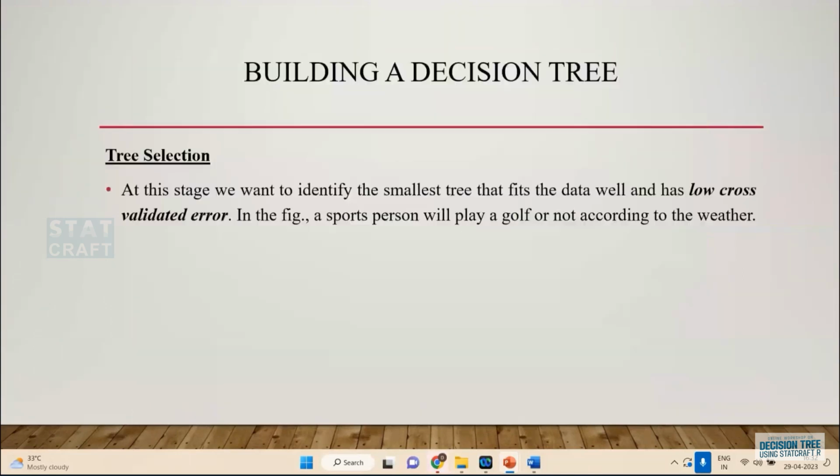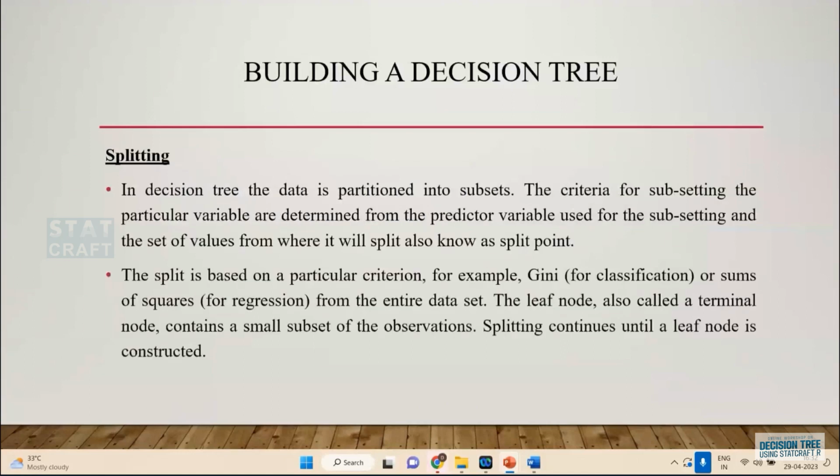Now, see the splitting. In decision tree, the data is partitioned into subsets. The criteria for subsetting are determined from the predictor variable used for the subsetting and the set of values from where it will split. The split is based on the particular criterion. I have already explained, the criterion we will consider is the Gini. The Gini is used for the splitting.